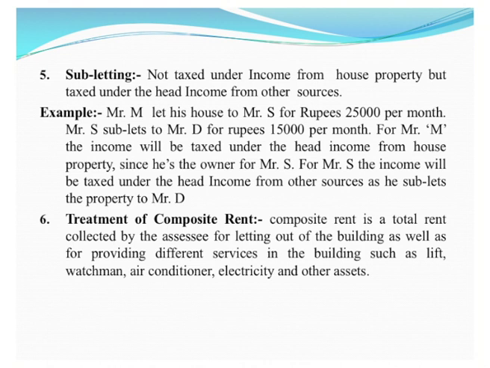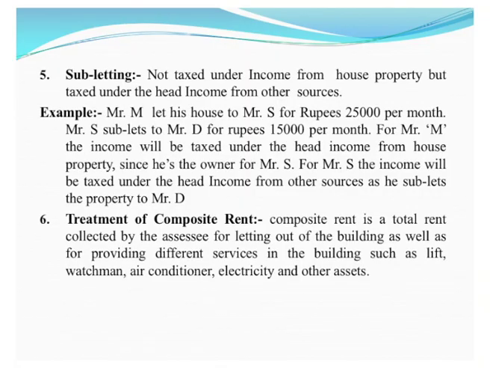Now let us understand the treatment of composite rent. Composite rent, as the name itself indicates, consists of two types of rent: rent of the building and rent of the facility. Rent of the building is the rent which is payable, and rent of the facilities implies services like the lift, watchman, air conditioner, electricity and other assets.